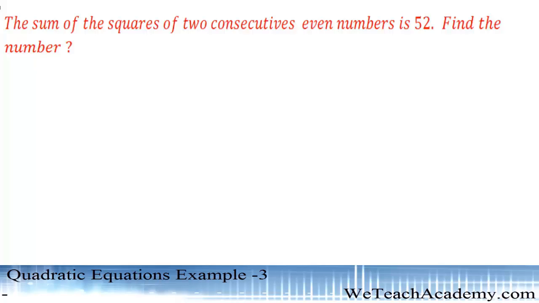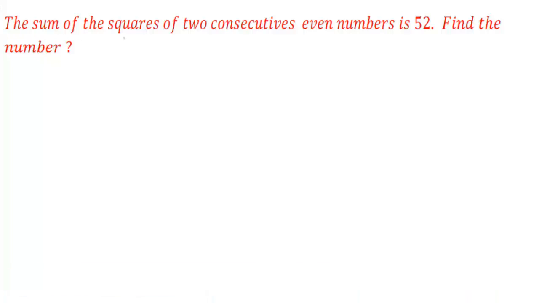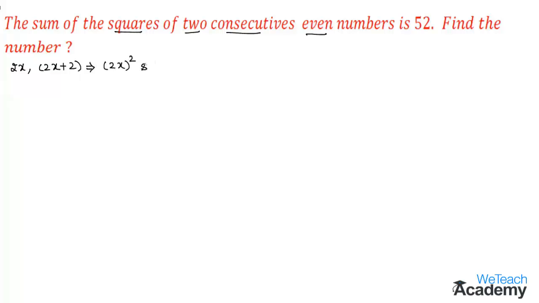Today in this presentation, we are going to solve an example on quadratic equations. Given that the sum of the squares of two consecutive even numbers is 52, we have to find the numbers. First, let us consider the two consecutive even numbers as 2x and 2x plus 2. Now, as mentioned, the squares of two consecutive numbers, so first let us square these numbers. On squaring, we get (2x) whole square, and the other consecutive number would be (2x plus 2) whole square.